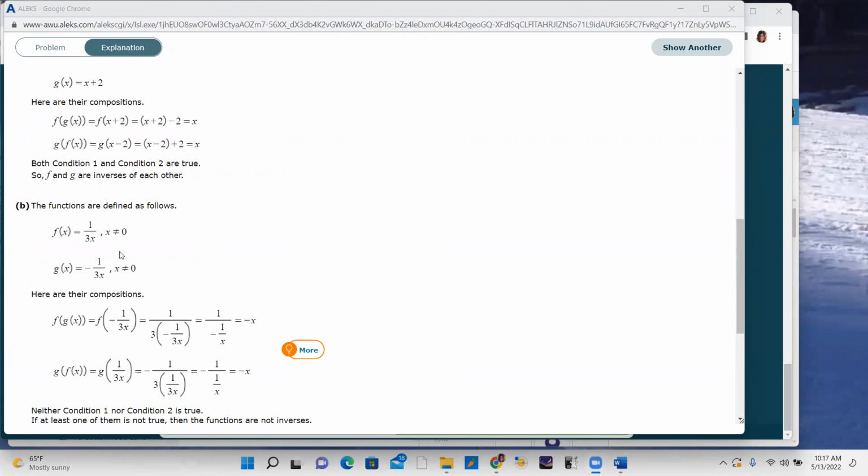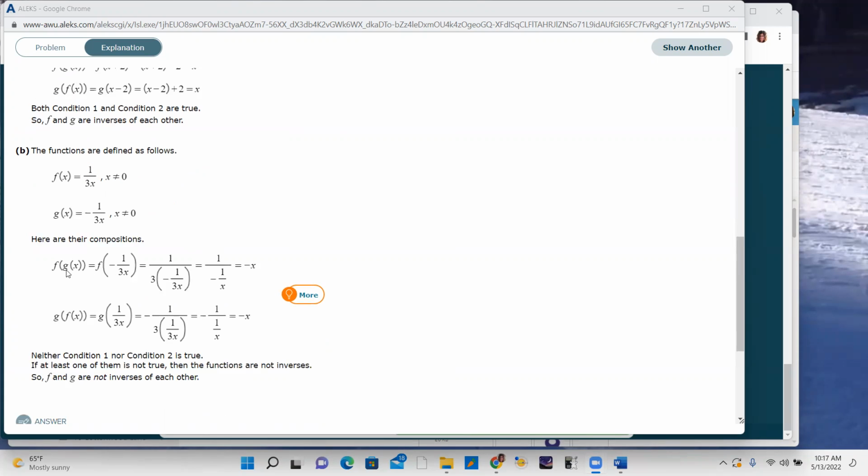So for this one, we're told in both cases x can't be 0. And you're asked to find f of g. So you're going to put g into the f function. So that's the input of the x, f function. And the 3s cancel. When you divide by a fraction, you can invert the second and multiply, right? And now you're left with negative x.